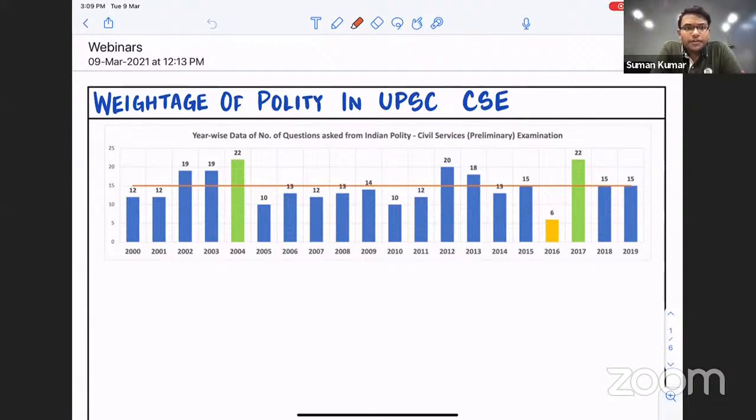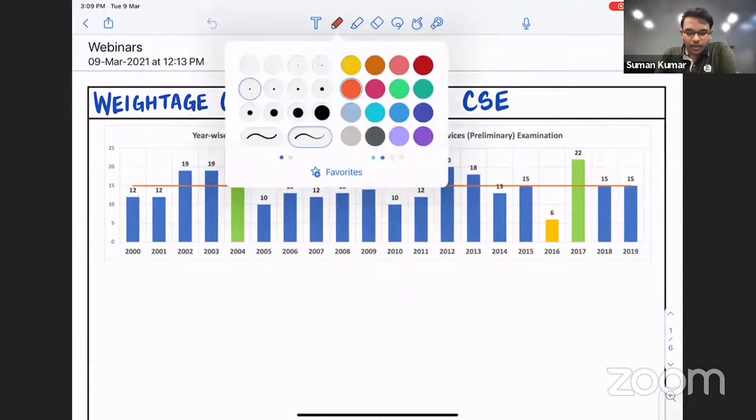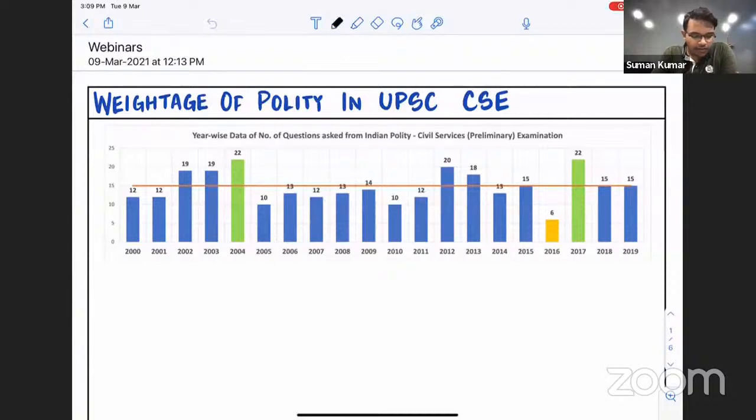Of course, we know that there's a prelims stage and a mains stage, two stages of this examination. The third being the test of personality in terms of the personal interview. However, for the prelims stage, I mapped the number of questions asked specifically from polity from the year 2000 till 2019. Every year you see the exact number of questions that have been asked. For example, in 2000 the number was 12, 2001 it was 12, 2002 it was 19, and so forth till 2019, where we had 15 questions.